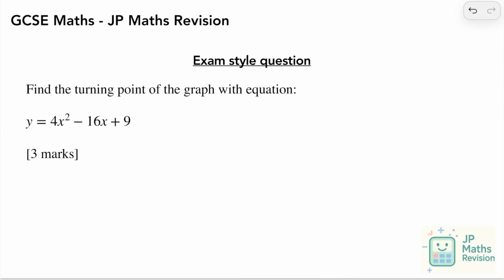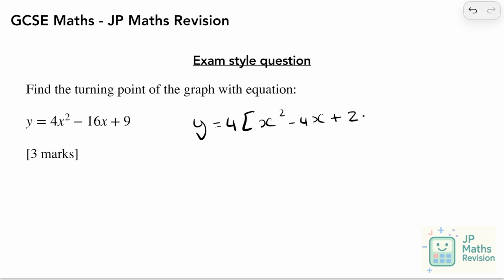So here's an exam style question. It says find the turning point of the graph of equation y equals 4x² - 16x + 9. So we've got 3 marks here. So again, we need to first start by factoring out the 4 to complete the square. So it's going to be y equals 4 bracket x² - 4x and then 9 divided by 4.